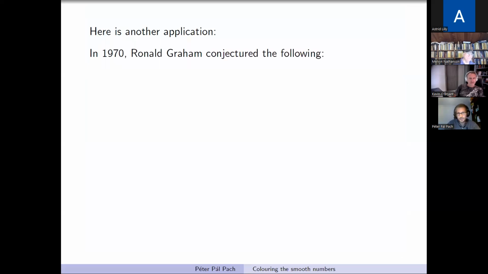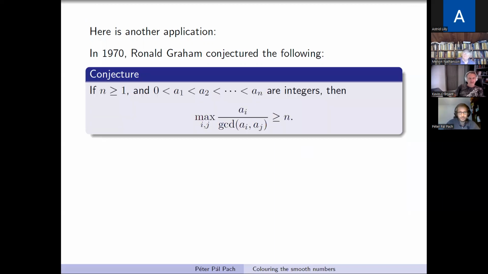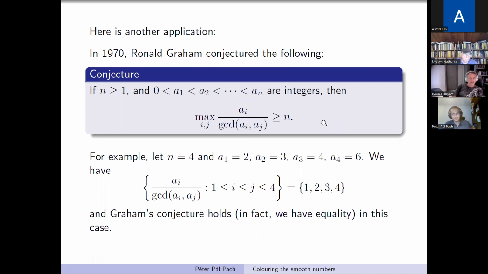But there is also a connection with the conjecture of Graham, namely the following one. Graham conjectured back in 1970 that if n is a positive integer and we take n positive integers, then it is always possible to choose 2 of them, ai and aj, such that ai divided by the greatest common divisor of ai and aj is at least n. For instance, if we take the first n positive integers, then we have equality, but there is another example where we do have equality.